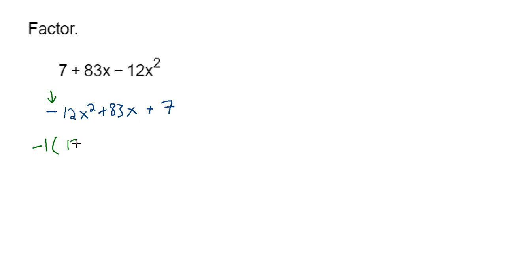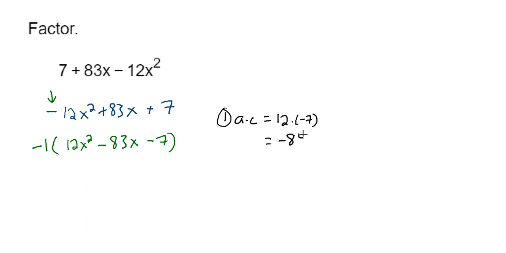So this will become positive 12x squared. This will become negative 83x, and this will become negative 7. And I find that by having a be a positive number, everything's going to go more smoothly from this point on. So AC method, we'll take a times c, which is going to be 12 times negative 7, which is going to be negative 84.